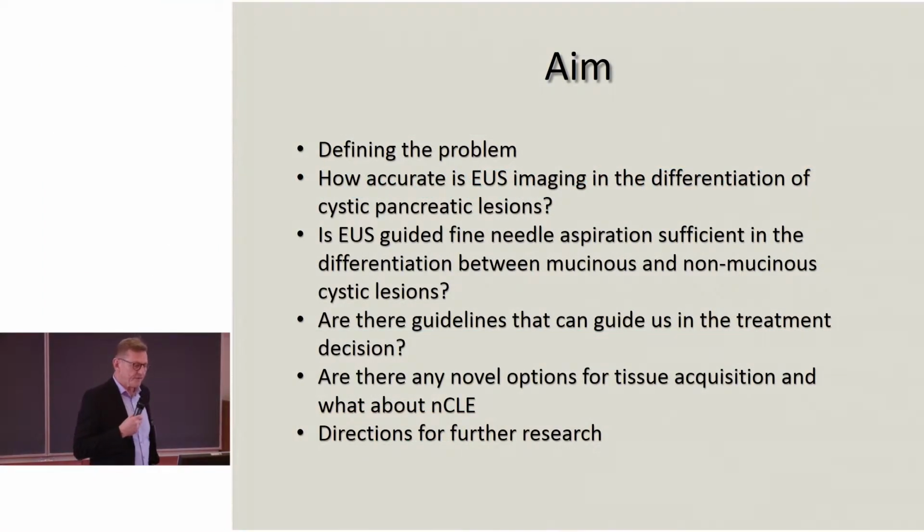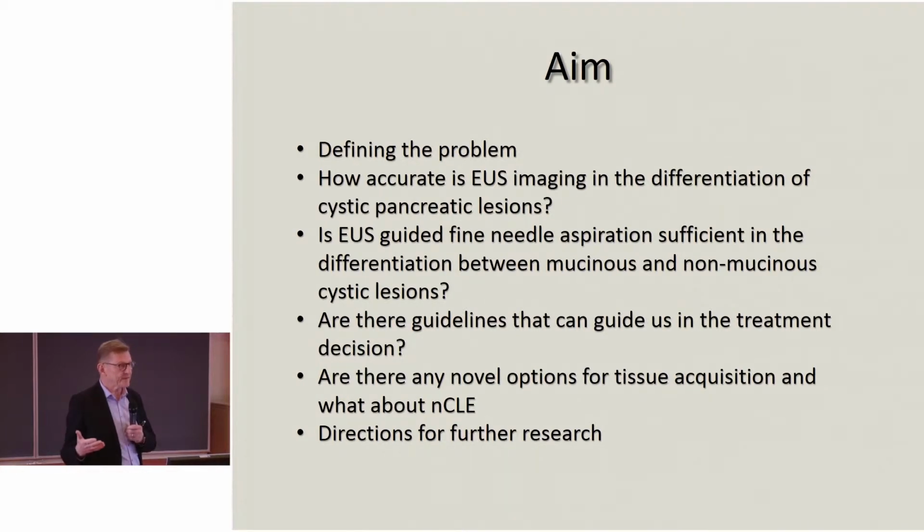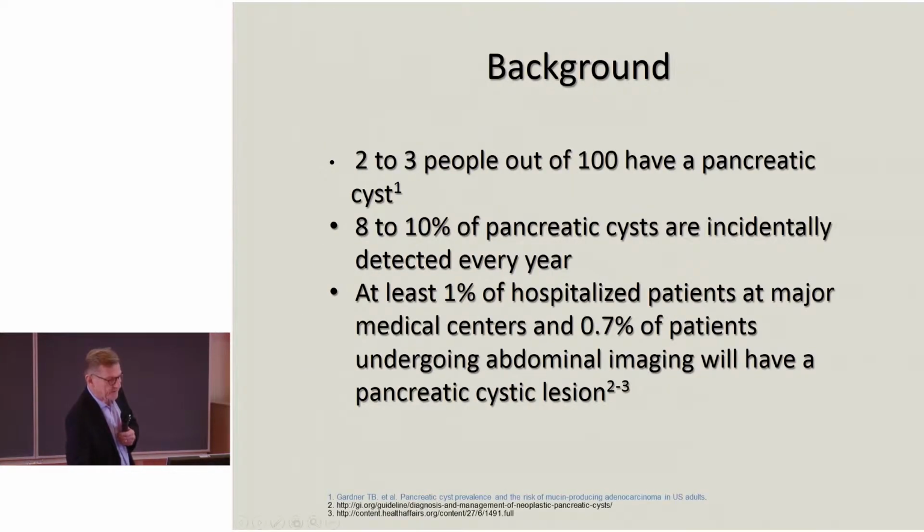So first of all, defining the problem. How accurate is EUS imaging in the differentiation of cystic pancreatic lesions? Is EUS-guided fine needle aspiration sufficient in the differentiation between mucinous and non-mucinous cystic lesions? And are there guidelines that can guide us in the treatment decision? And are there any novel options for tissue acquisition? And what about NCLE? And direction for further research as well.